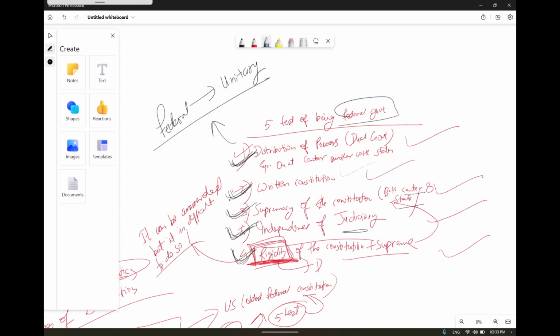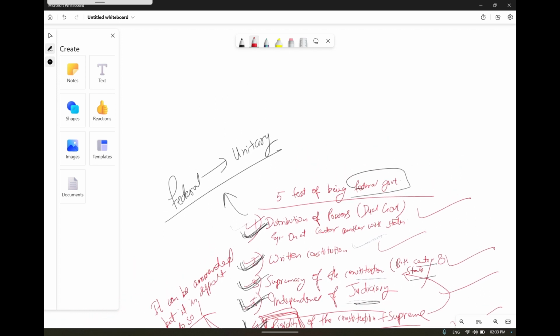Yes, our constitution is written. Yes, the supremacy of the constitution is there. Independence of judiciary is there. Rigidity of the constitution is there. But we are unable to qualify the first test, distribution of power. That's why India is not considered a purely federal country. It is called a quasi federal constitution. India has a quasi federal constitution. Okay, understand? I guess it is very clear to everyone.